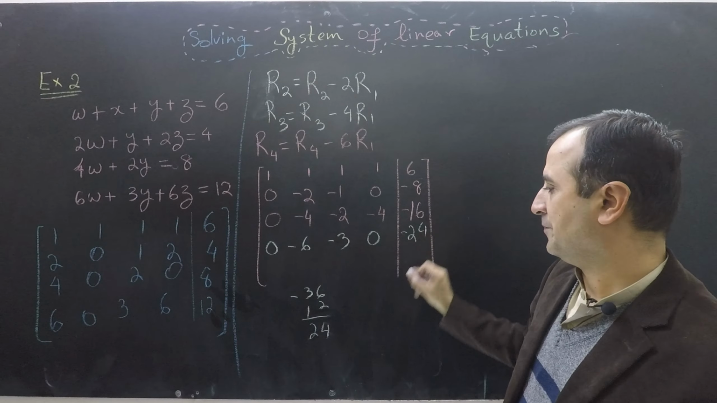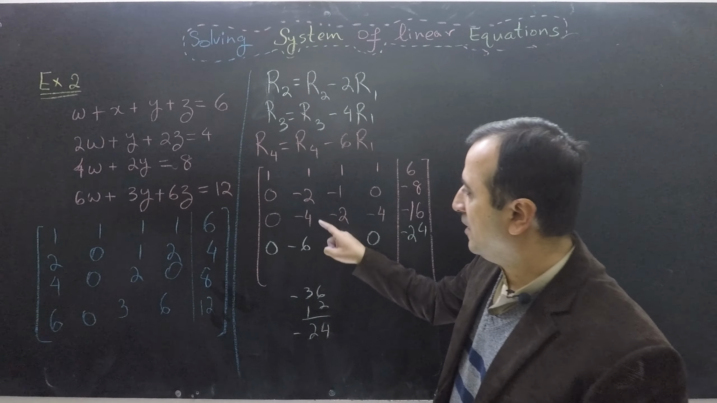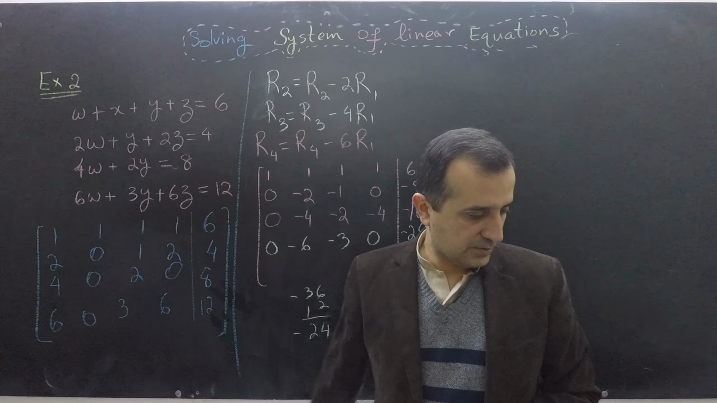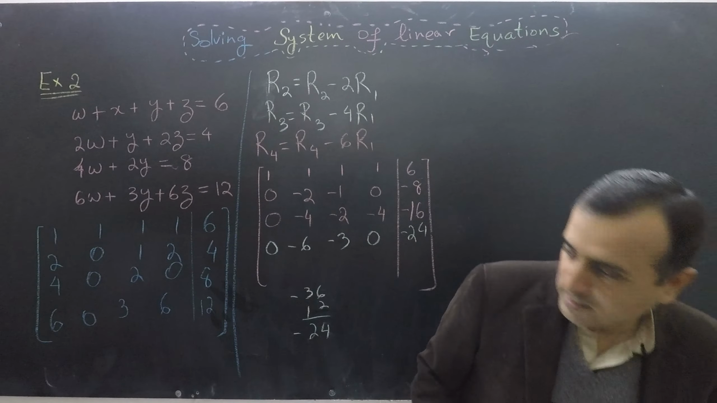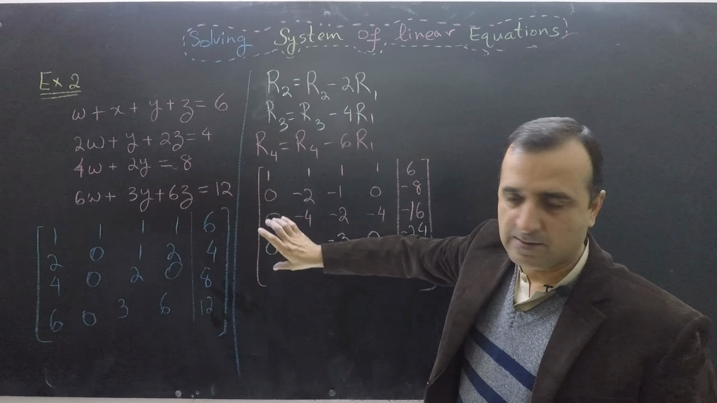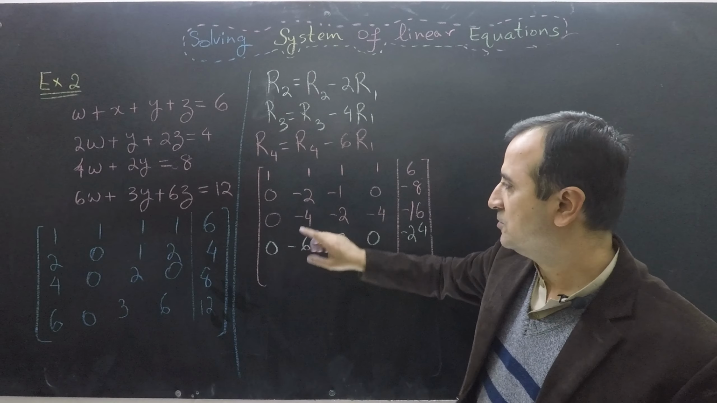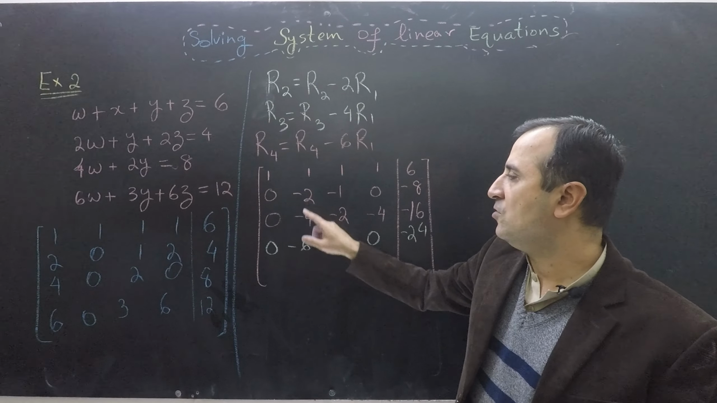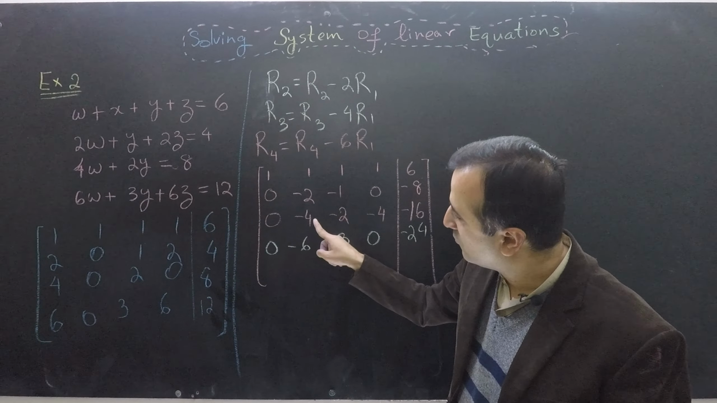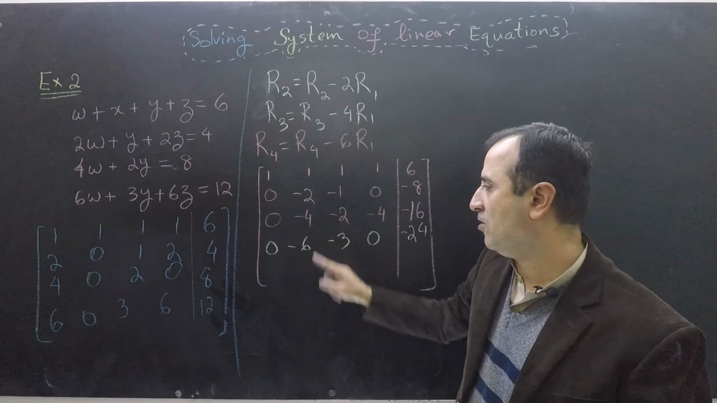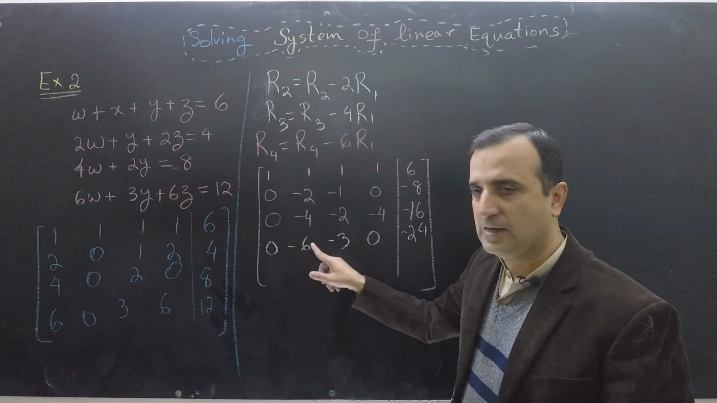So we are done with our first column. In the second column, we need a 0 here and 0 here. So let's continue. To get a 0 here and 0 here, we're going to use this row. We can't use this row because this row has this 1, and that 1 is going to appear in these places, and we don't want that. So we're going to use the second row to make a 0 in the third row, second column, and the fourth row, second column.